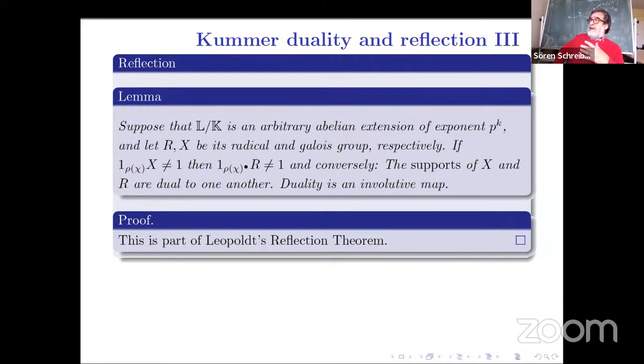Okay, so an irreducible submodule of QPG is in the support of a module if it does not annihilate that module, period. And the supports of Galois group and radical are dual to each other. That's what this lemma tells us. And this lemma is the first step in the proof of Leopold's reflection theorem. Leopold goes then on to exploit this fact by adding class groups and units and getting a two-sided estimate between the sizes of reflected parts of the class group. We will not use it. So we just use the fact that supports are reflected to each other.